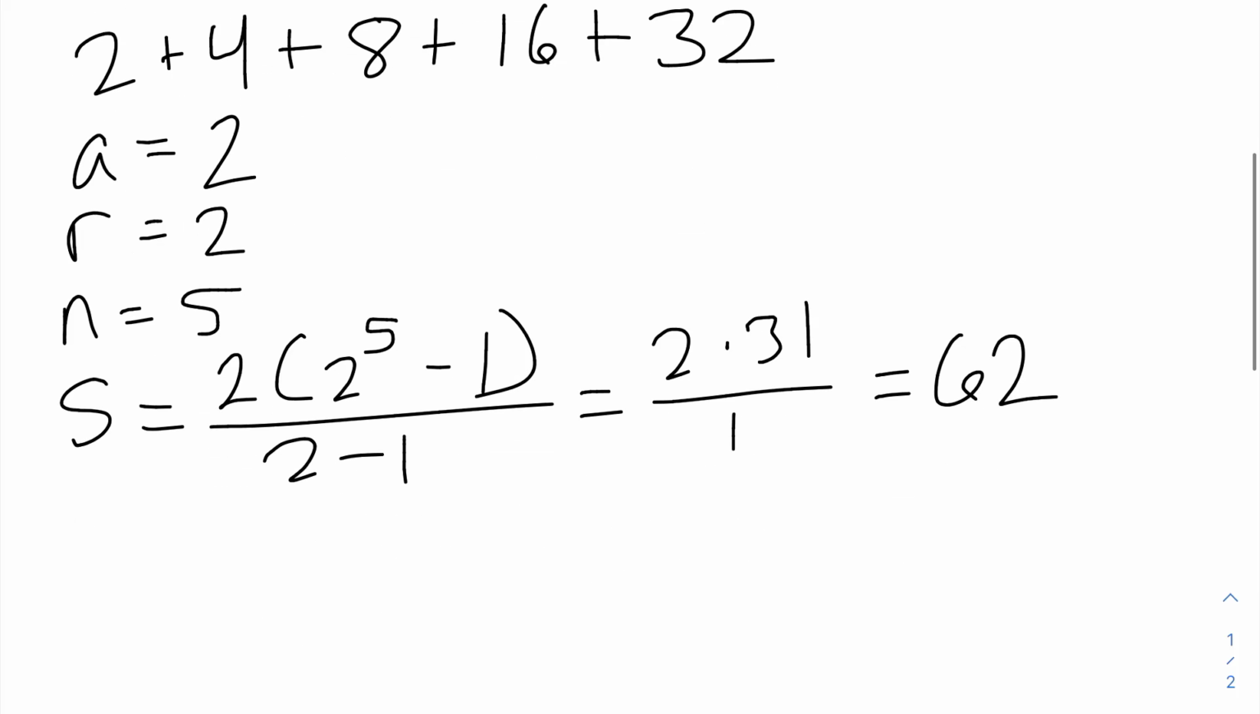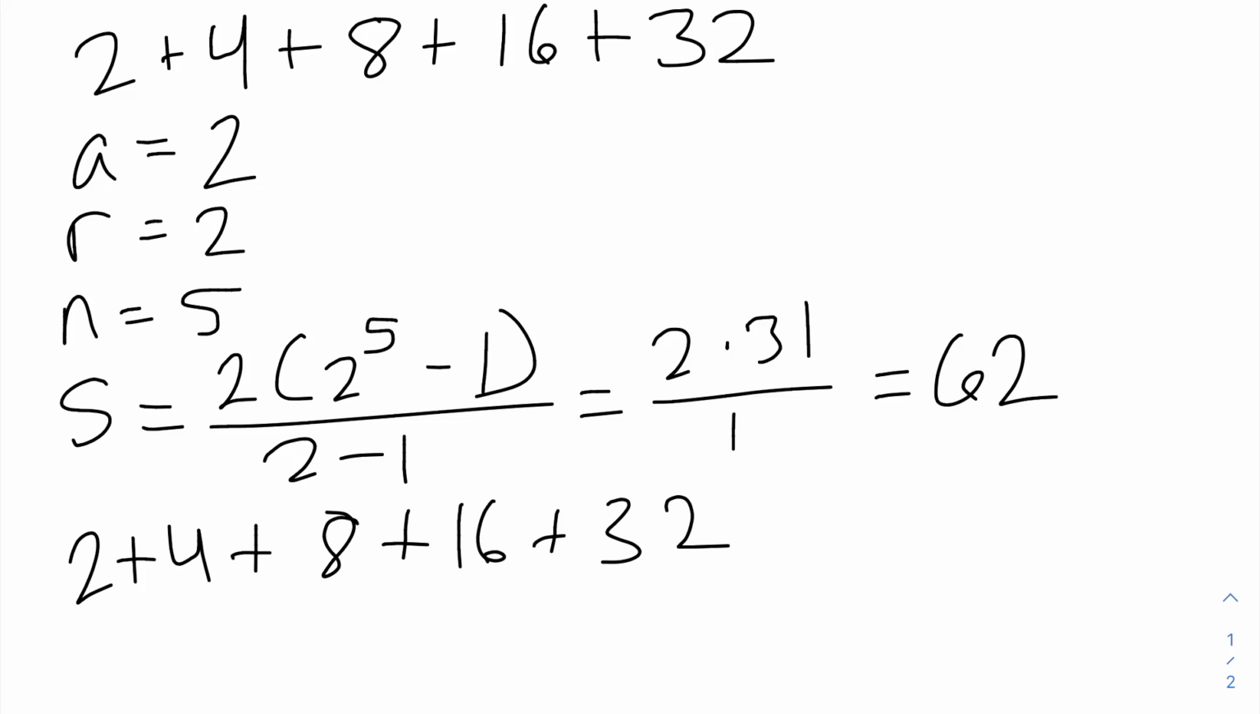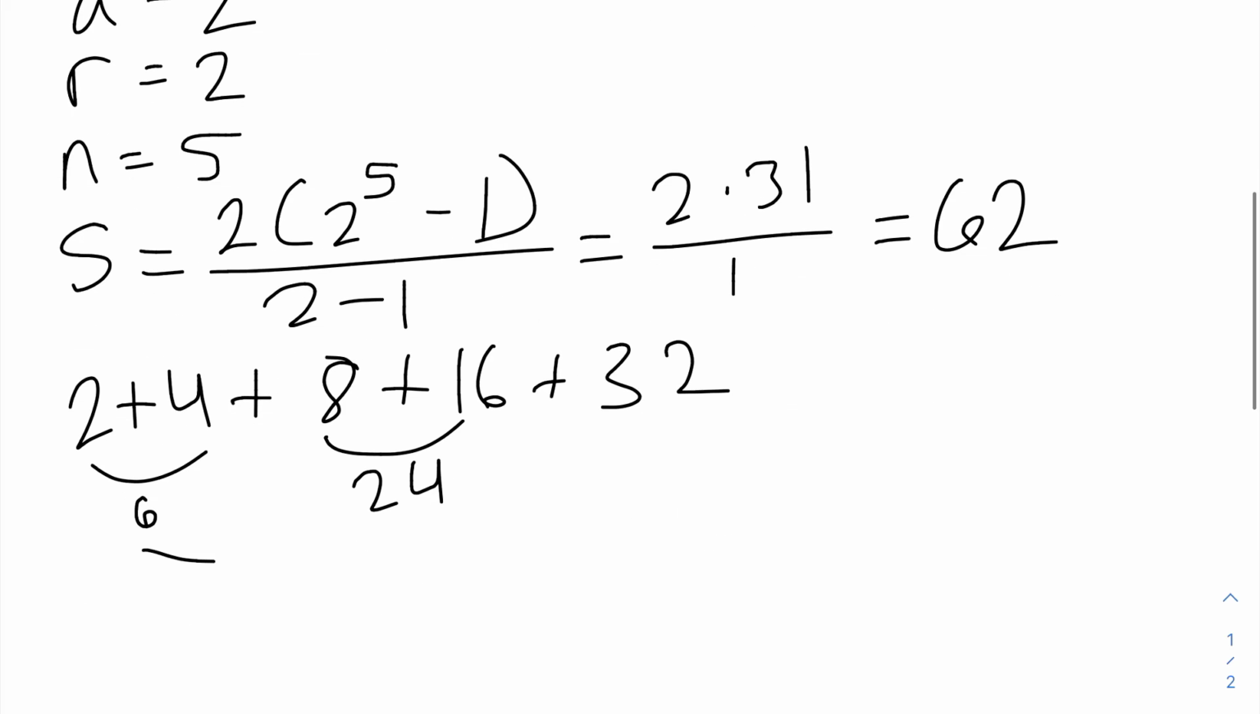Now let's test to see if that works. 2 plus 4 plus 8 plus 16 plus 32, that's 6. That's 24, 30, so we're going to have 30 plus 32, and that's 62.